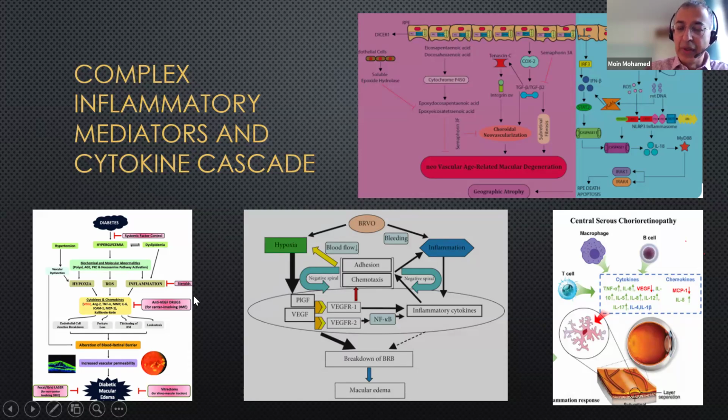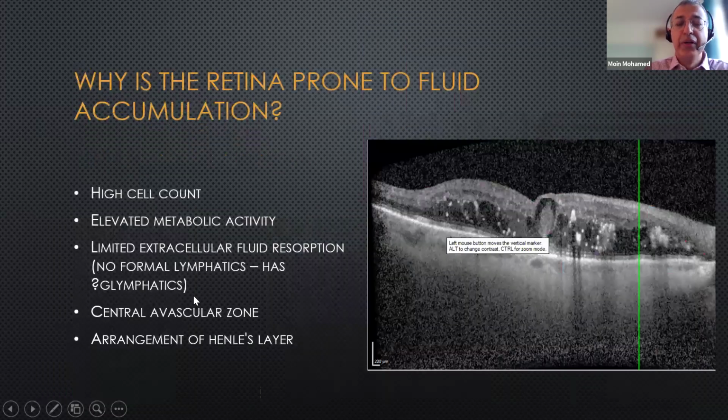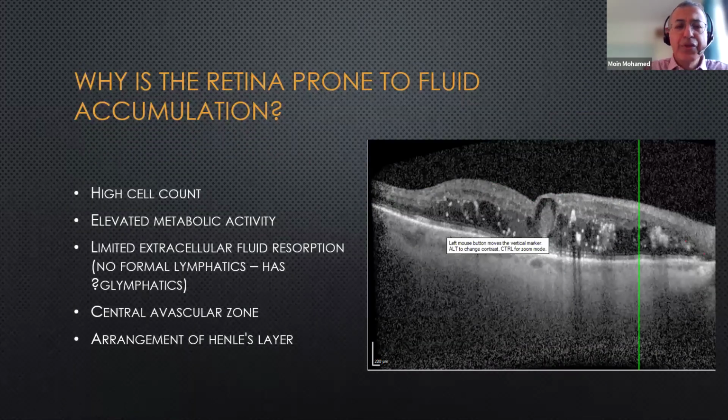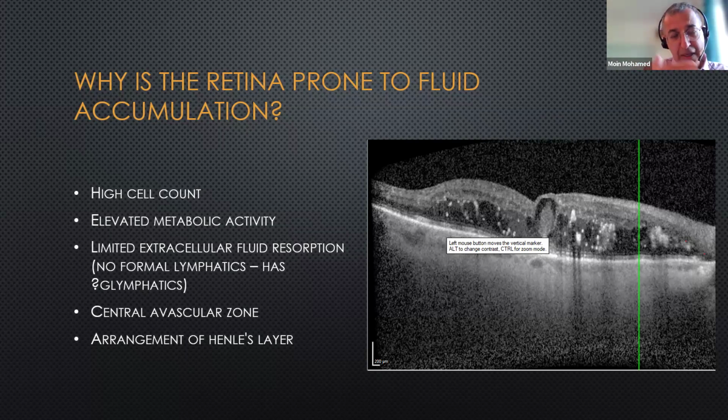But we're not here to dwell on those. So what is it about the retina which makes it particularly prone? Well, firstly, it's that highly ordered, very regular cell count in that vertical direction. There's something about those columns which then just allow the fluid to, like a sponge, absorb fluid.